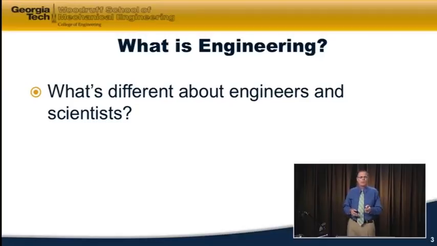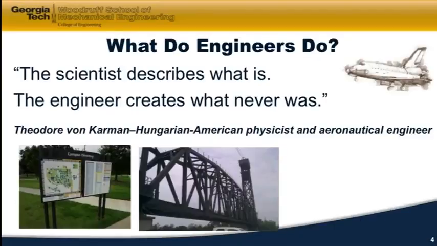Now that you've answered that question, let's look at what Theodore von Karman said. He's a famous physicist and aeronautical engineer. So he says, the scientist describes what the world is, or how the world is, and then the engineer creates what never was. And so I've shown some structures here that are typical engineering structures, as simple as perhaps a sign.